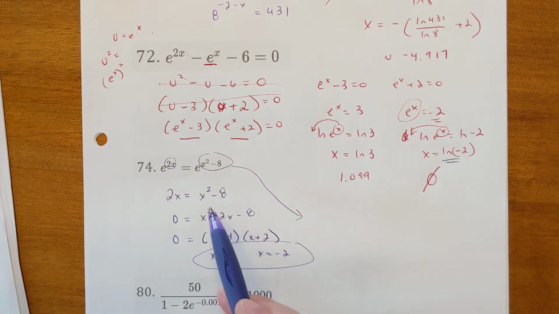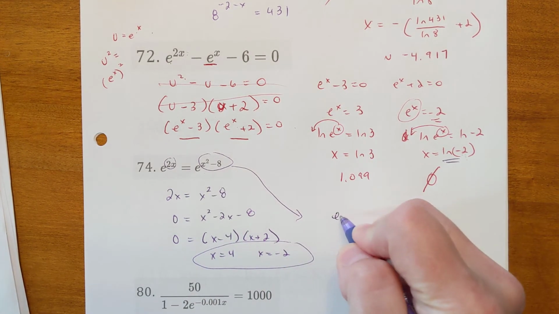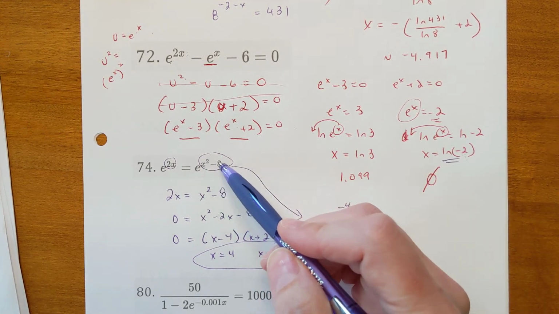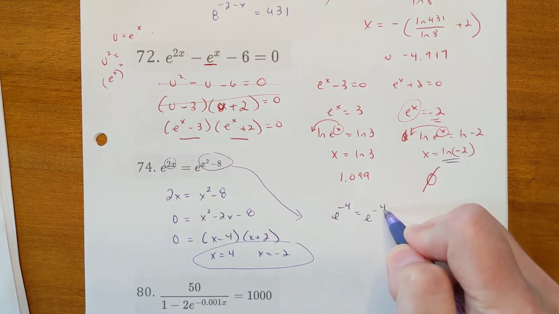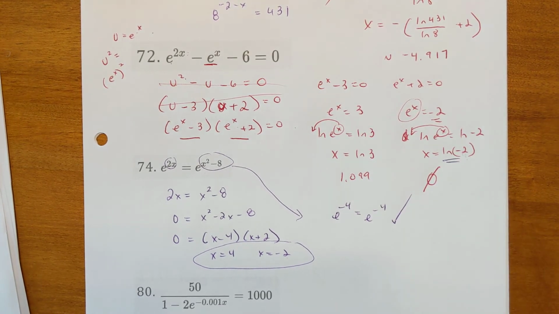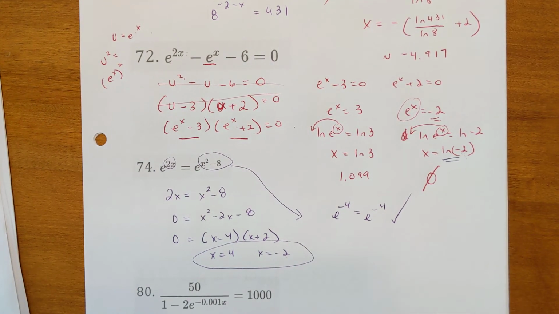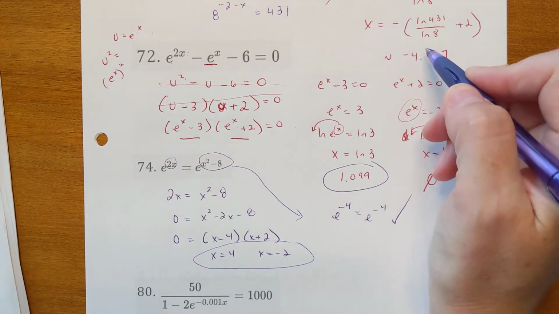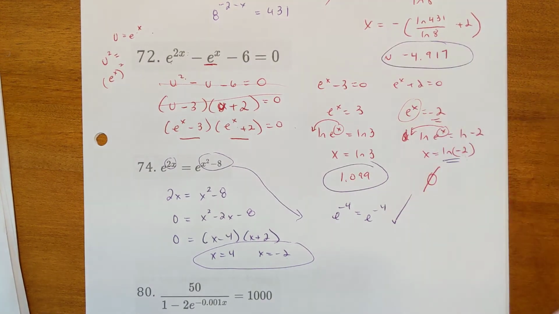So just to check it, you can put the negative 2 in. So that would make it e to the negative 4. And on this side, negative 2 squared is 4 minus 8. So it also makes the negative 4. So it checks. And you could check the 4 also, and you would have seen that it also works. But those are both answers. That's why I circled it. And here's the answer on that one and the answer on this one.